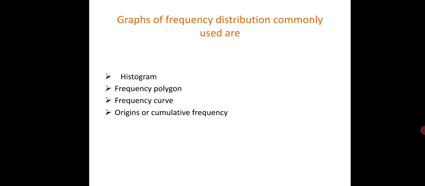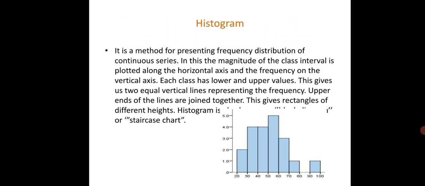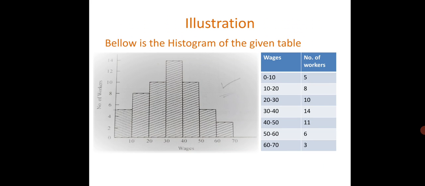Graphs of frequency distribution commonly used are histogram, frequency polygon, frequency curve, ogives, or cumulative frequency curves. Histogram: you can see the picture here. It's a method for presenting the frequency distribution of a continuous series. In this, the magnitude of a class interval is plotted along the horizontal axis and the frequency on the vertical axis. Each class has lower and upper values. This gives us two equal vertical lines representing the frequency. Upper ends of the lines are joined together. This gives rectangles of different heights. This is an illustration example. You can go through this one.